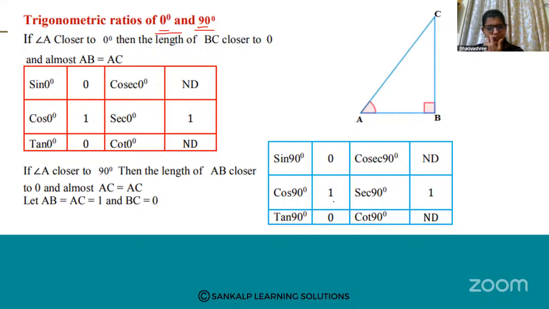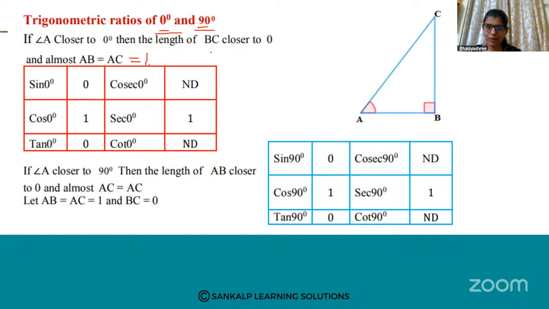So now AB is equal to AC, which means 1. Okay. What does BC become? Closer to AB, it means BC is equal to 0.